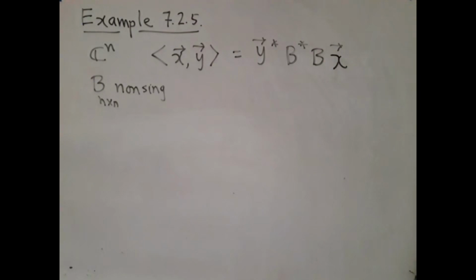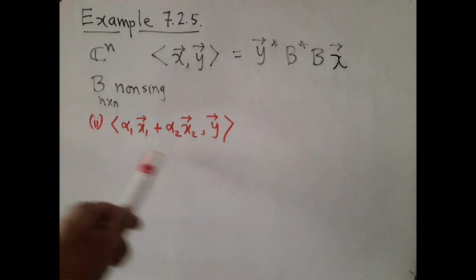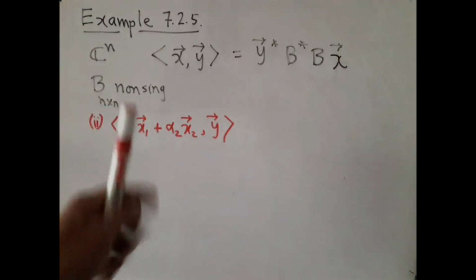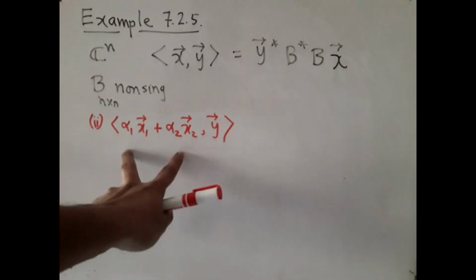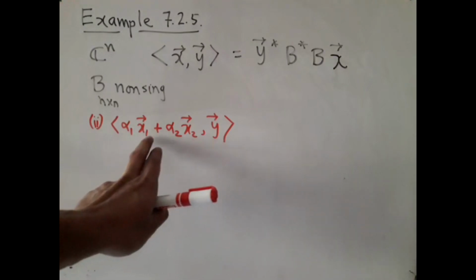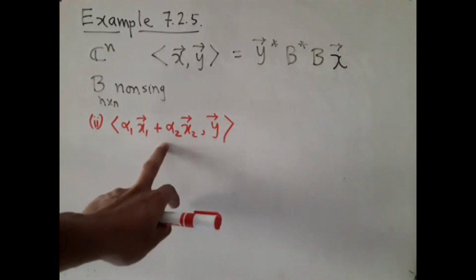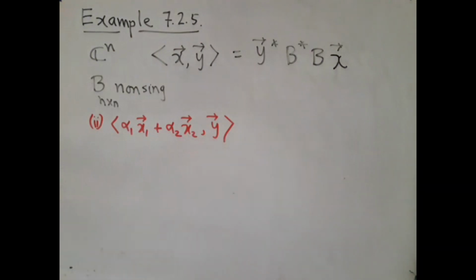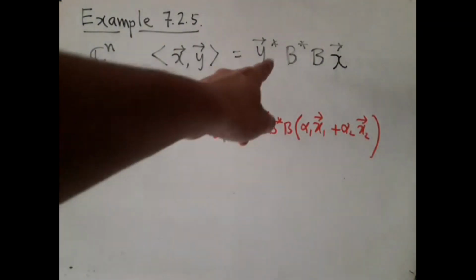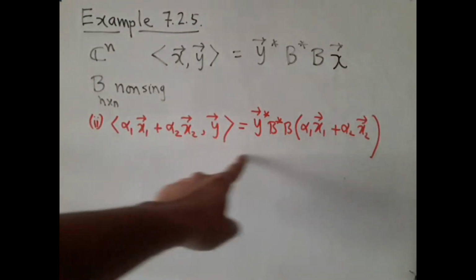Next we shall prove property 2. Here I have to show that this inner product will split up over this part: alpha 1 times x1, y, then alpha 2 times x2, y. I have just employed the definition and expanded it into this.